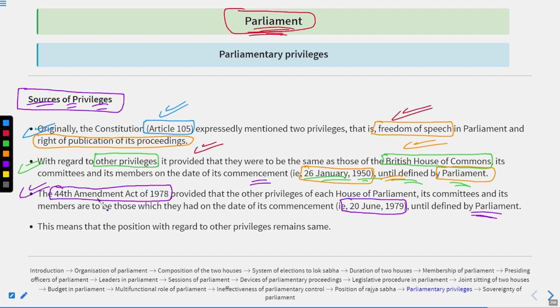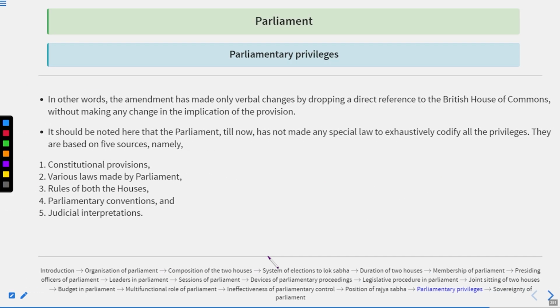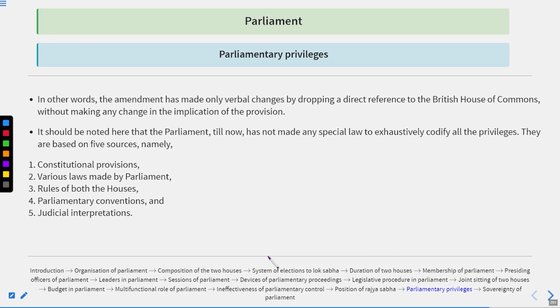This act provided that the other privileges of each House of Parliament, their committees and members are those which they had on the date of its commencement. It means that the other privileges are those provided on 20 June 1979, when the 44th Amendment Act of 1978 commenced. Again, the power is given to the Parliament to define what rights and privileges would be there and what not. This means that the position with regard to the other privileges remains the same. There is no big change in it. The things are very much similar.